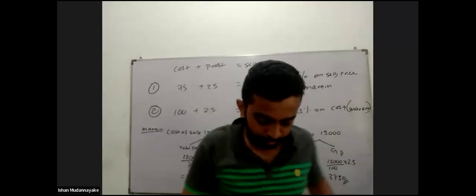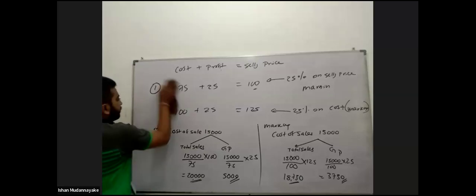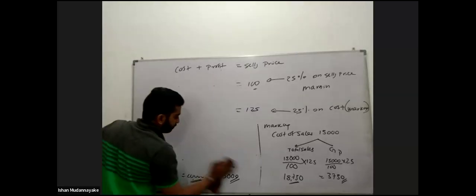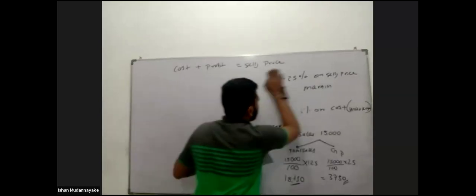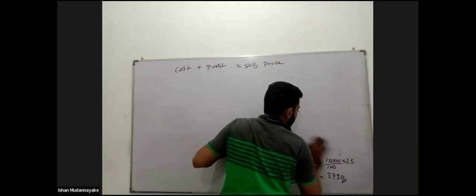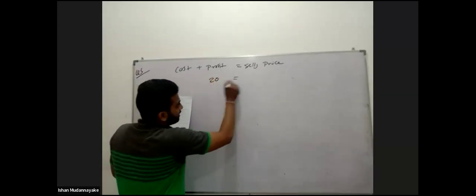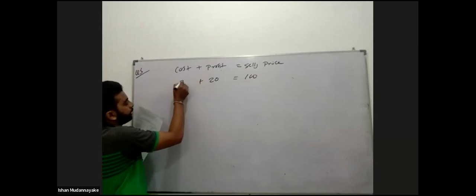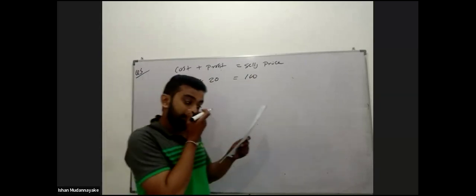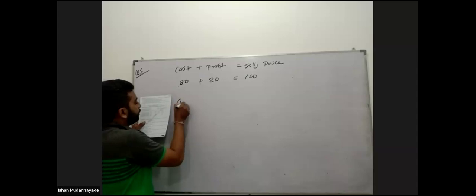For example, look at question 5. Total sales for the business are 5,000. The pricing policy of the business is a gross profit of 20% on sales, so sales are 100, cost is 80. In this question you will first calculate cost of sales.